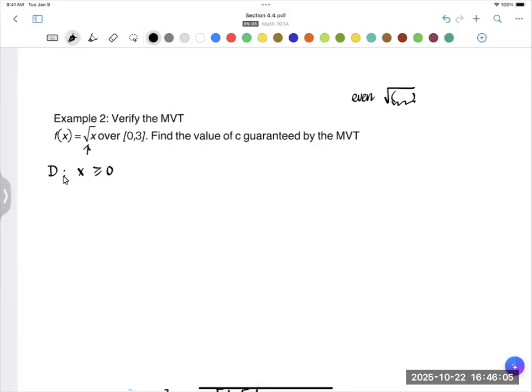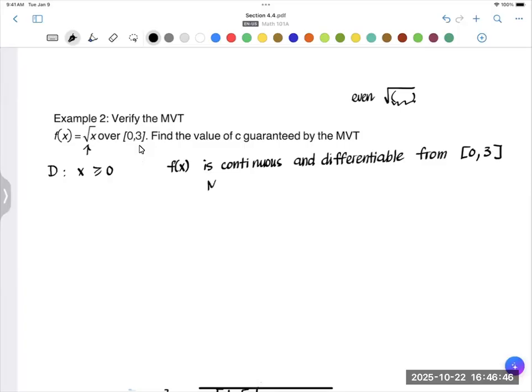Since f of x has a domain of x greater than or equal to 0, that means f of x will be continuous and differentiable from 0 to infinity. So f of x is continuous and differentiable from 0 to infinity. But this is 0 to 3, so we don't have to worry, because it's going to be continuous. So we're going to say 0 to 3.